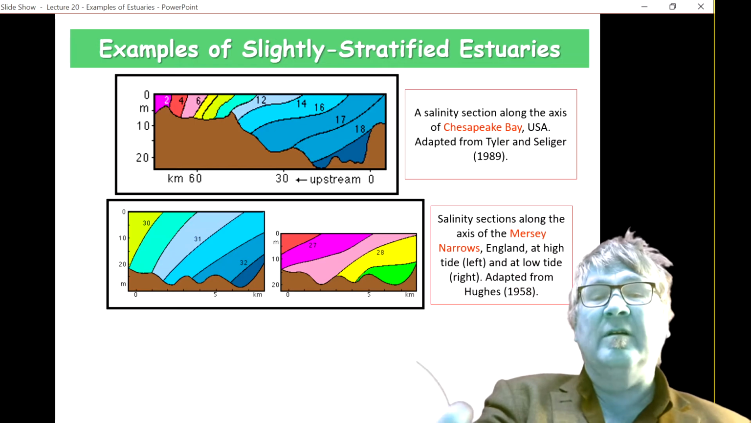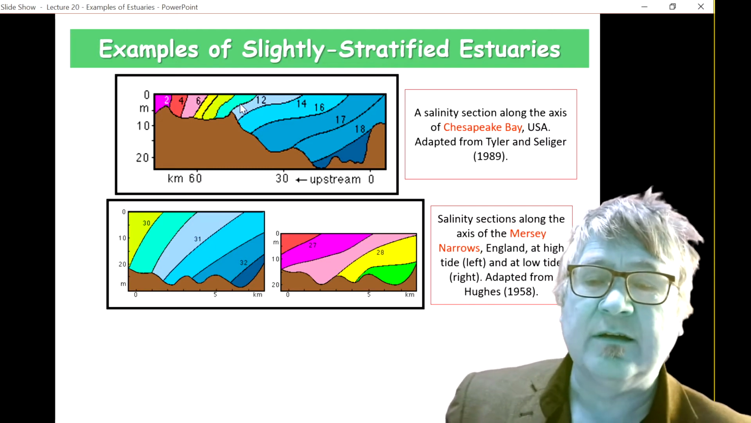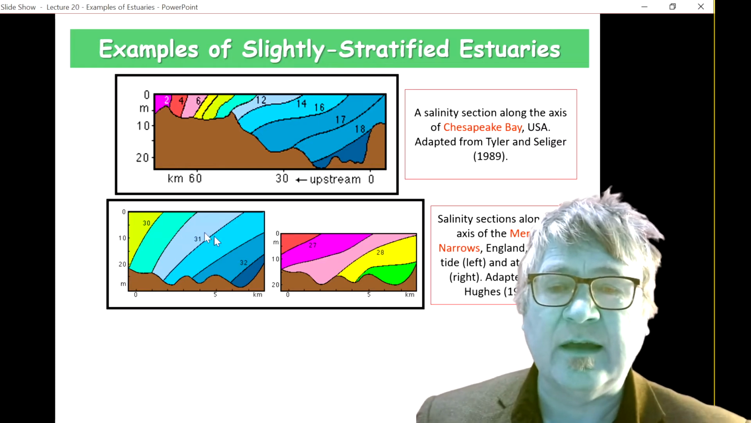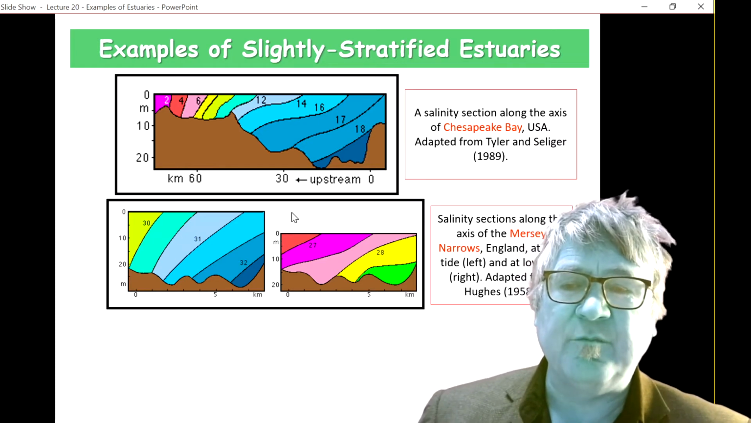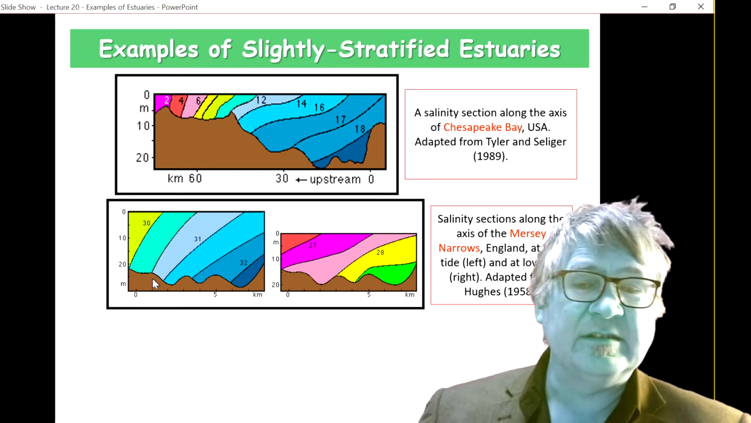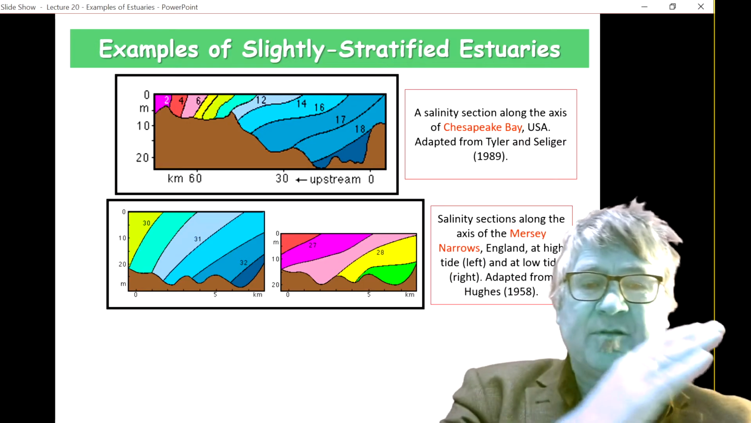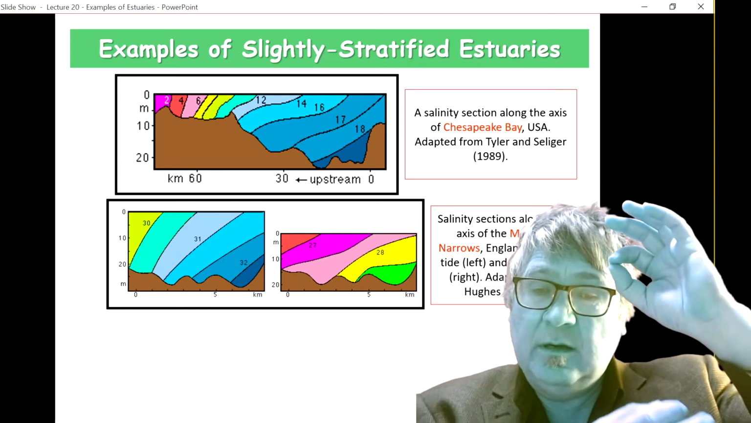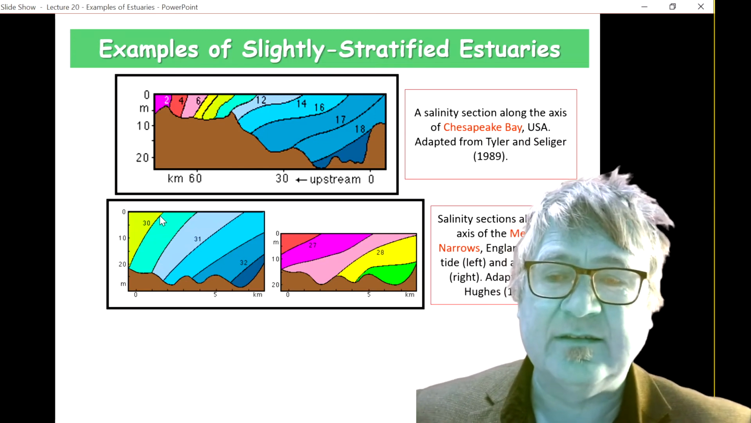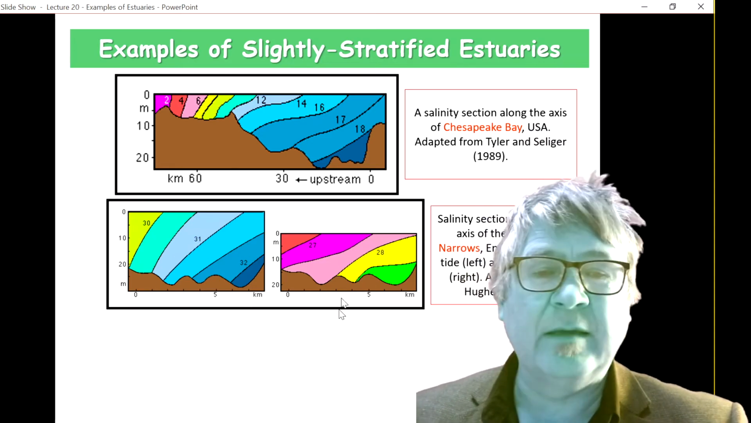Another example of a slightly stratified estuary is the Mersey Narrows, England, at high tide and low tide. In this example, you can see a significant tidal range, more than 5 meters in this area. You can see how big the difference is, and the salinity level changes because you move water from downstream and upstream. But you can see there is an almost constant vertical difference in salinity, about one salinity unit from the surface to the bottom. And that happens all the time.